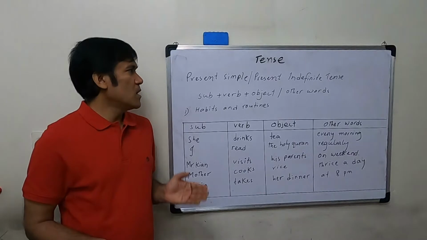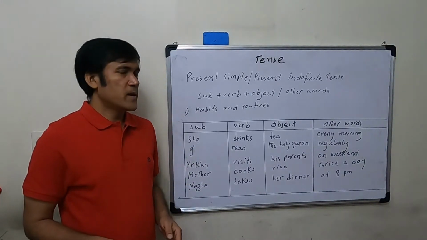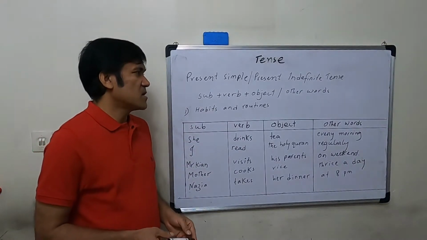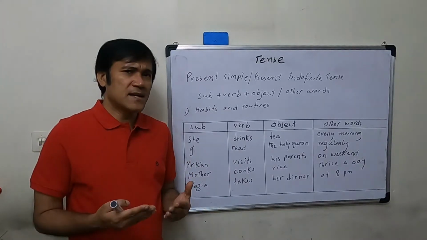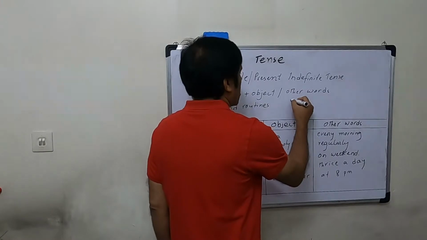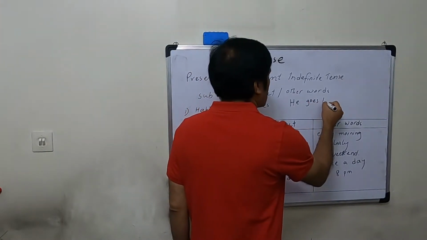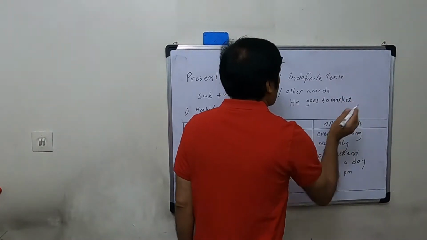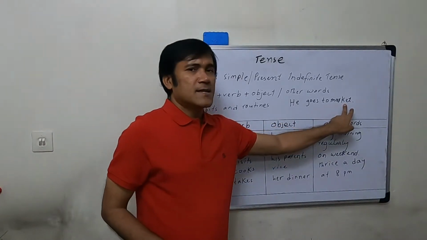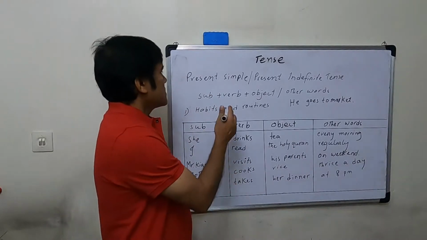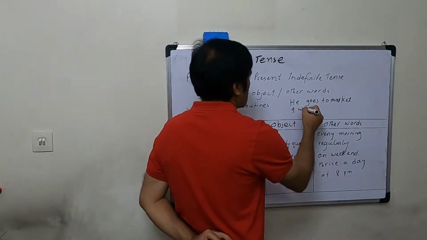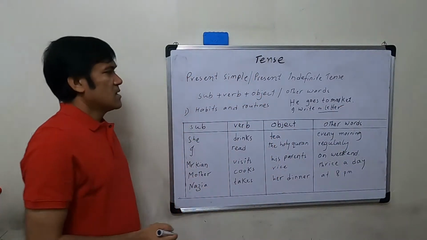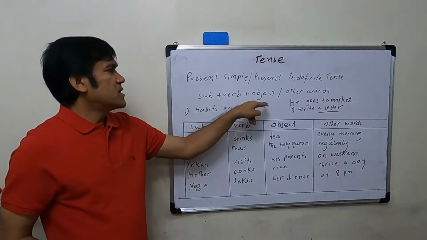Dear learners, now we will look into present simple or present indefinite tense. We will study in detail how to form present simple tense. Subject plus verb plus object or other words. Why other words? There are some sentences that have no object. Like if I say he goes to market, to market is not an object of the verb. Like if I write a letter, a letter is an object. That's why I have written subject plus verb plus object plus other words.